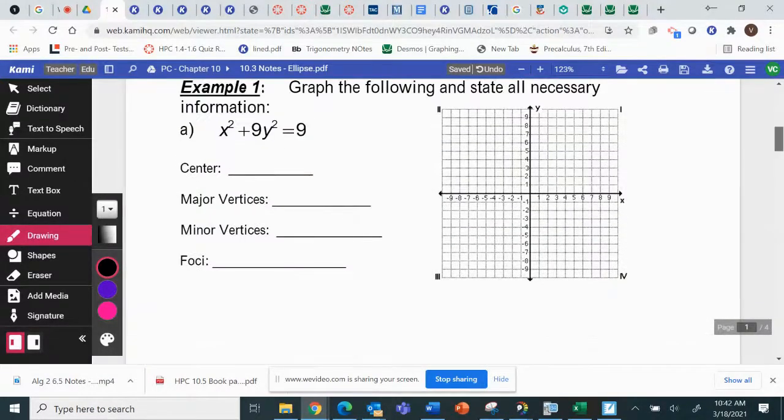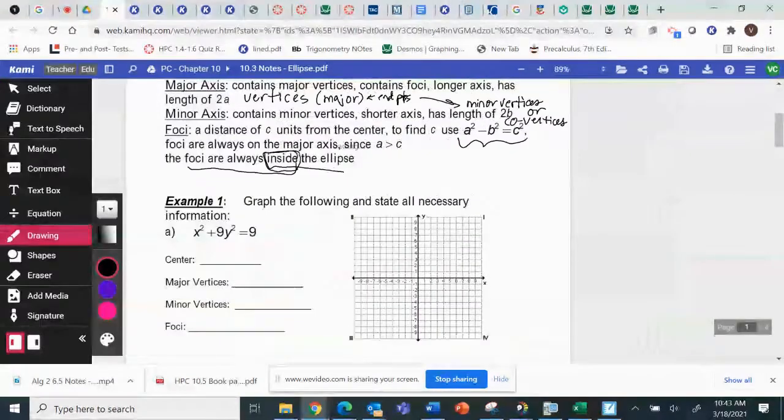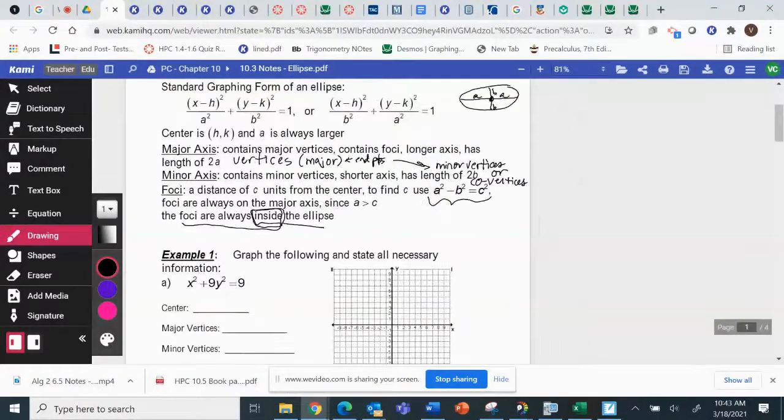So we are going to graph an ellipse and state all necessary information. In order to graph this and state all the necessary information, it has to be in the correct form. Nairi, is question A in the correct standard graphing form of an ellipse? Where's the minus sign in the standard graphing form?